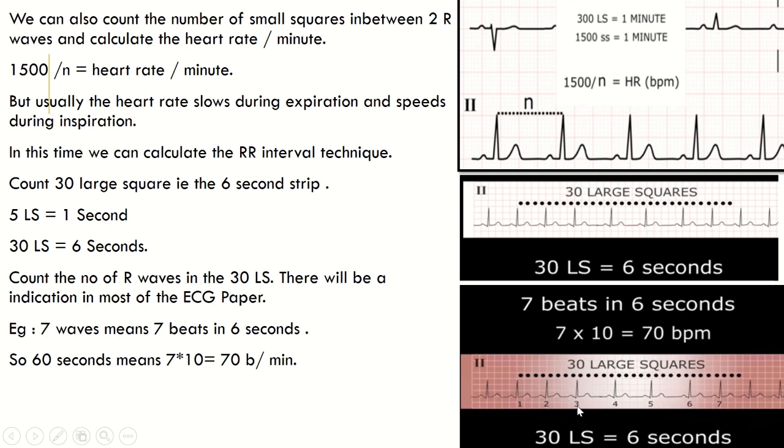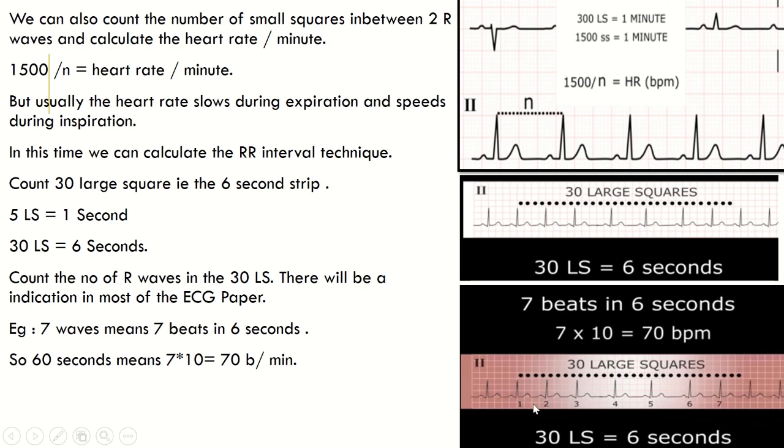So you can see here, in this strip both 30 large squares are there. Here you can count the number of R waves: 1, 2, 3, 4, 5, 6, 7. So totally 7 R waves are there in 30 large squares.